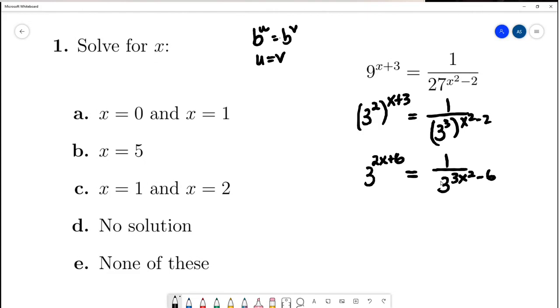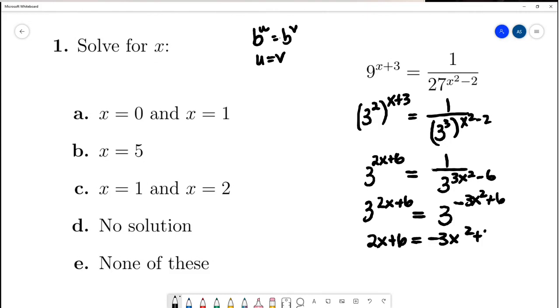And I want to move this factor into the numerator, using the property of negative exponents. So I'll have 3 to the 2x plus 6 equals 3 to the negative 3x squared plus 6. Now that I have the bases the same, the exponents must be equal to each other. So 2x plus 6 equals negative 3x squared plus 6.